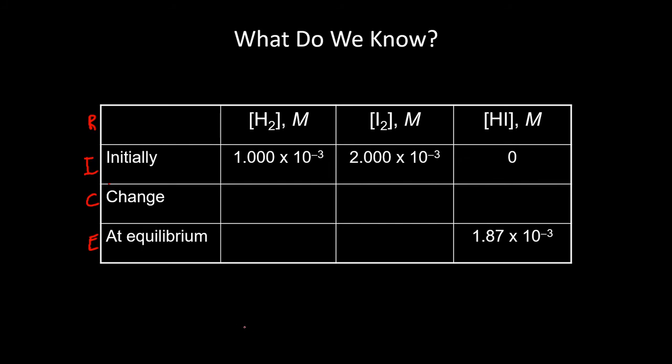Now, in order to find Kc, we need all three of these equilibrium concentrations. Because remember, Kc is the concentration of the products over the concentration of the reactants raised to their powers. So we need all of those concentrations, and we only have one. We do have the one, and that's a good start, but we need the other two. And so we're going to use stoichiometry to work out those other two. And we're going to do that by thinking about what we know.